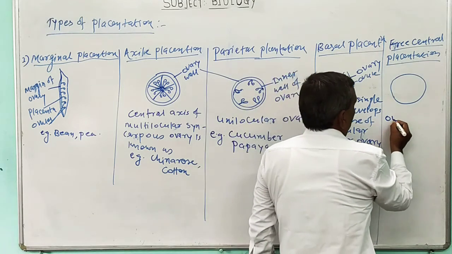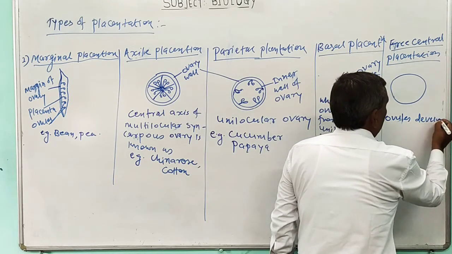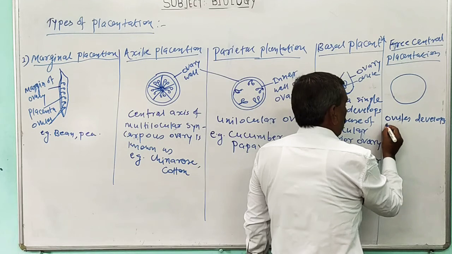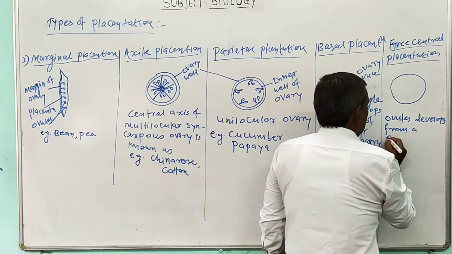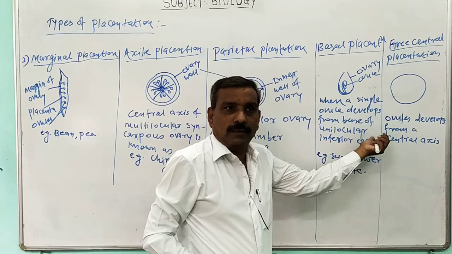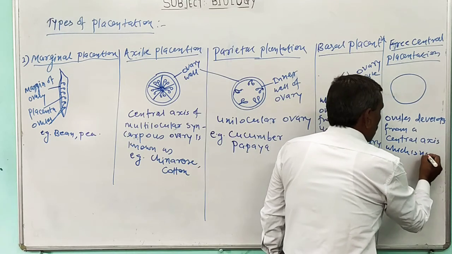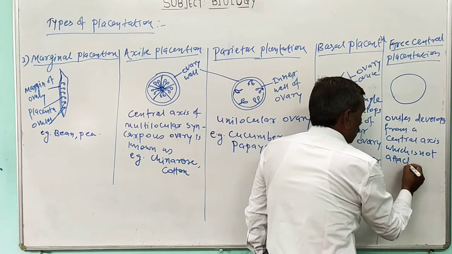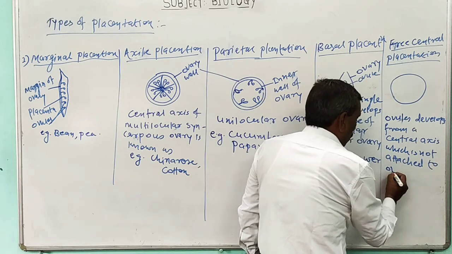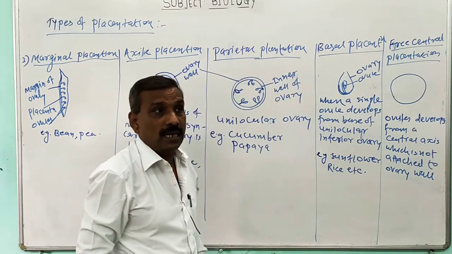Now when ovules develop from the central axis, which is not attached to the ovary wall, such placentation is known as free central placentation.